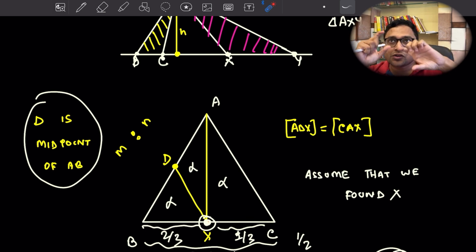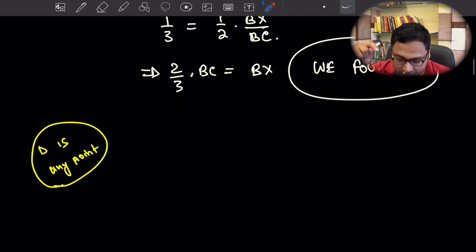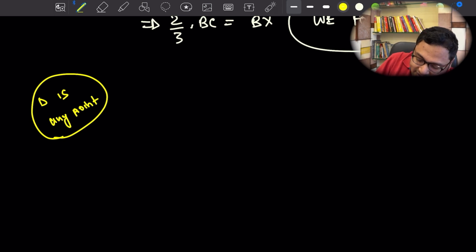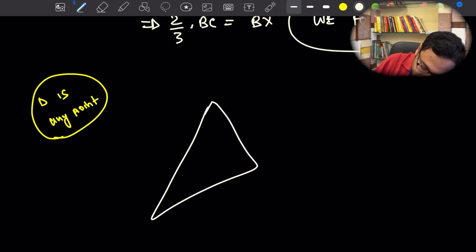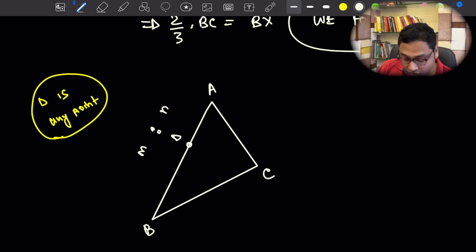We need the ratio BD is to DA. That's all that we need. We don't need m and n to be integers. We just need the ratio BD is to DA, and that we have. And so let's see how we can work that out. So we have ABC as a triangle again. And we have D as the point which divides AB into the m:n ratio.